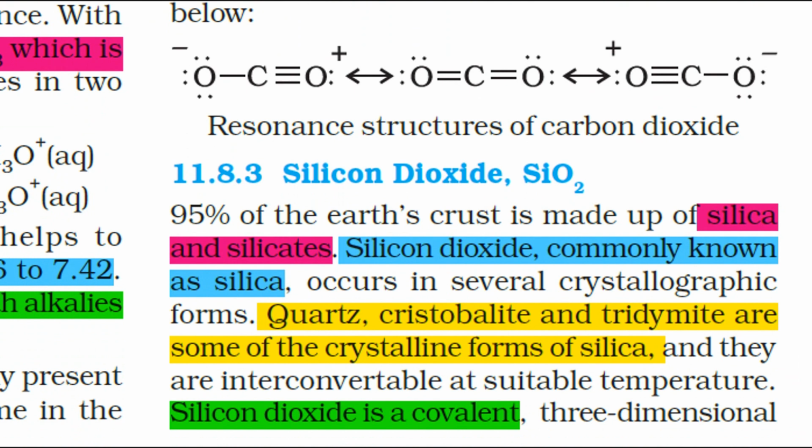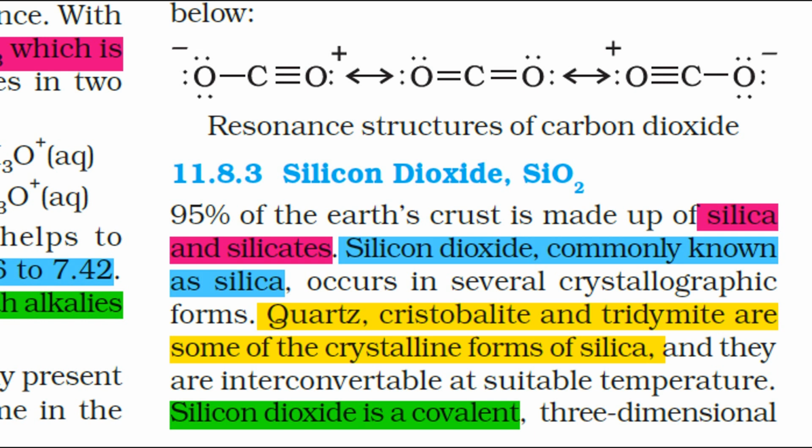Next, 11.8.3 silicon dioxide, SiO2. 95% of Earth's crust is made up of silica and silicates. Silicon dioxide, commonly known as silica, occurs in several crystallographic forms. Quartz, cristobalite, and tridymite are some of the crystalline forms of silica, and they are interconvertible at suitable temperature.